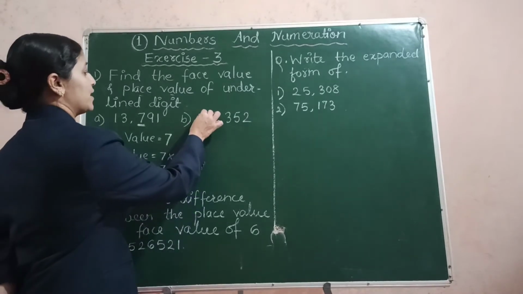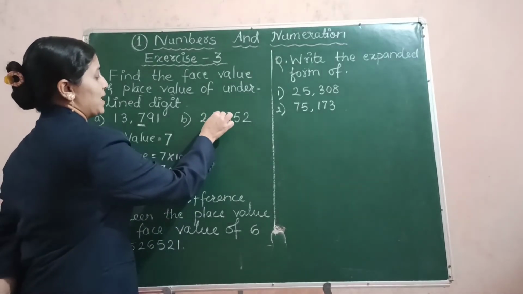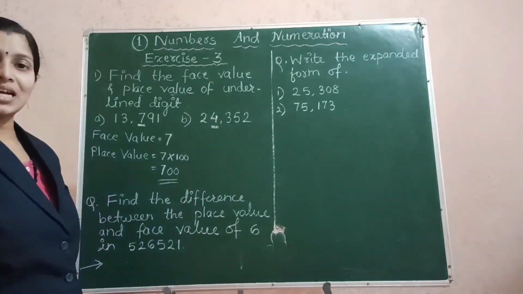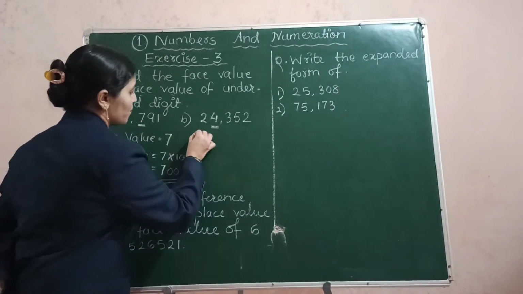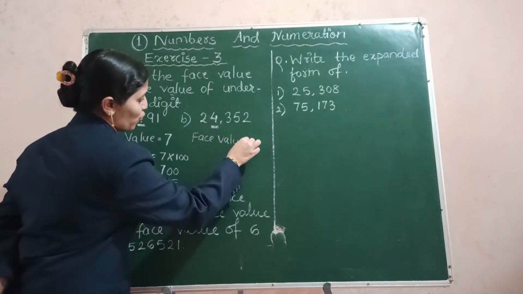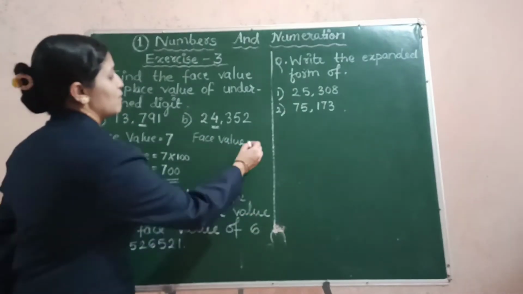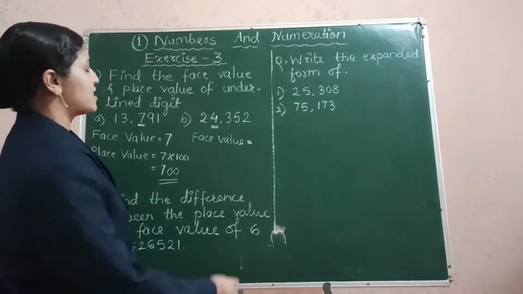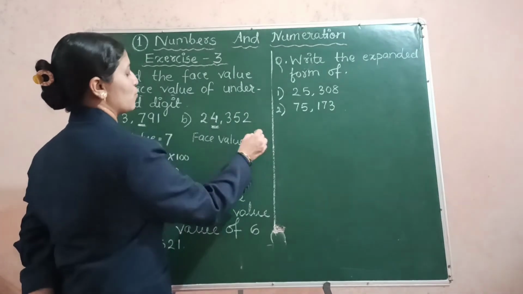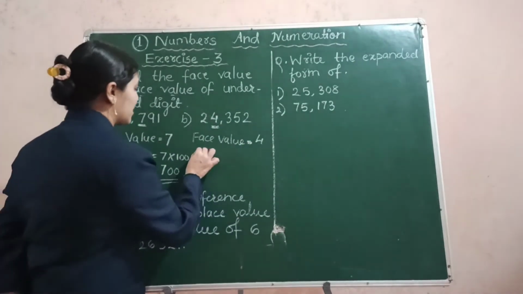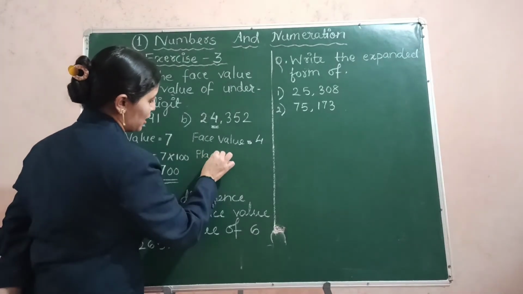Also there is one more example we will see. Here we have to find out the place value and face value of digit 4, which is underlined here. So the face value of 4, what should it be? Face value of any digit is that digit itself. So face value of 4 will remain 4 itself, and the place value of 4 will get changed.